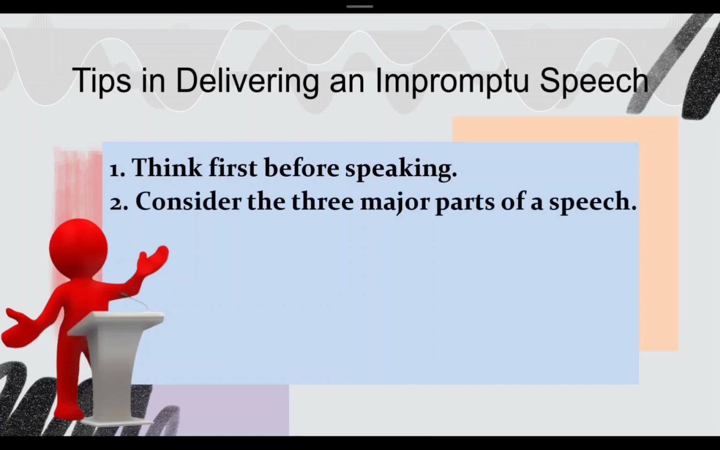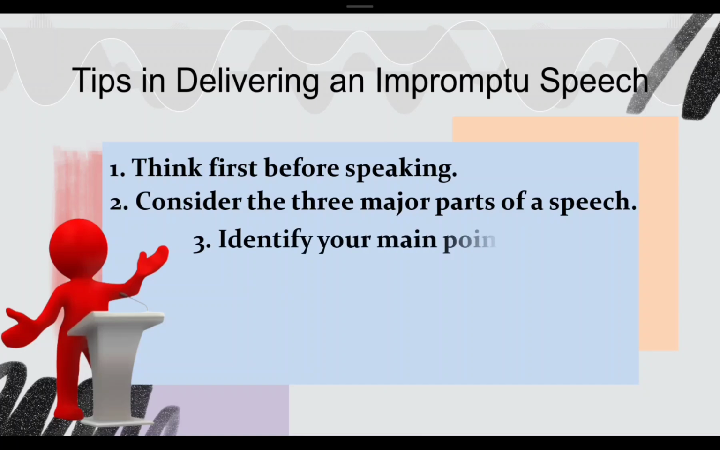2. Consider the 3 major parts of a speech. Since you do not have time to make a detailed outline, think of a short introduction, body, and conclusion for your speech. While a detailed outline may not be feasible, a concise structure is essential. Briefly introduce your topic, provide key points in the body, and conclude with a summary or a call to action. This simple framework ensures your speech remains organized and easy for the audience to follow.